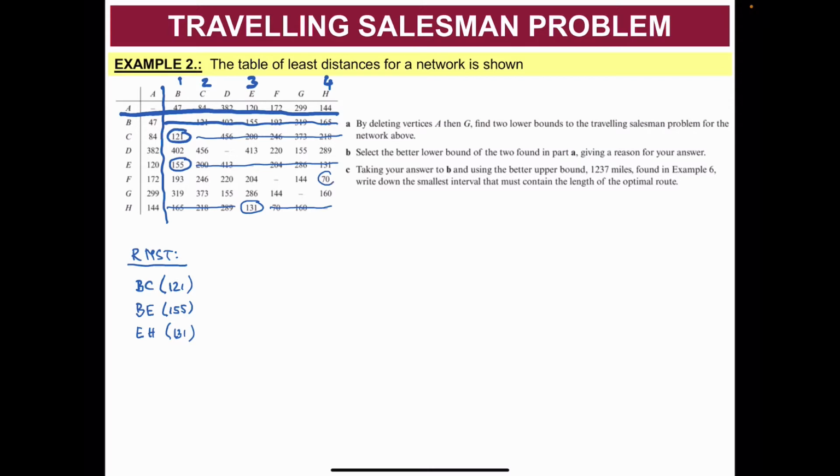So the smallest one is definitely 70, HF. And then F will become number 5. F cancelled. Then the smallest one is 144. That is FG, 144. G will become number 6. And then the last one is GD, 155.